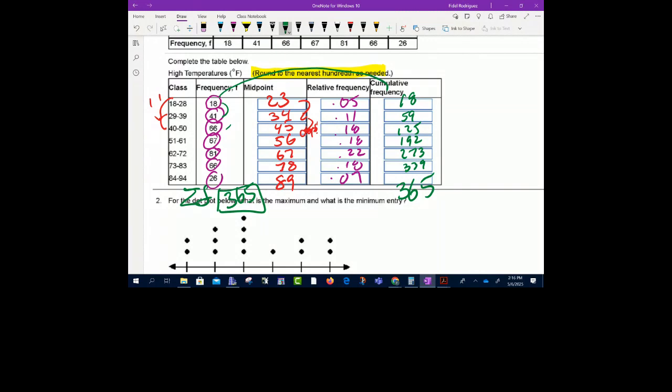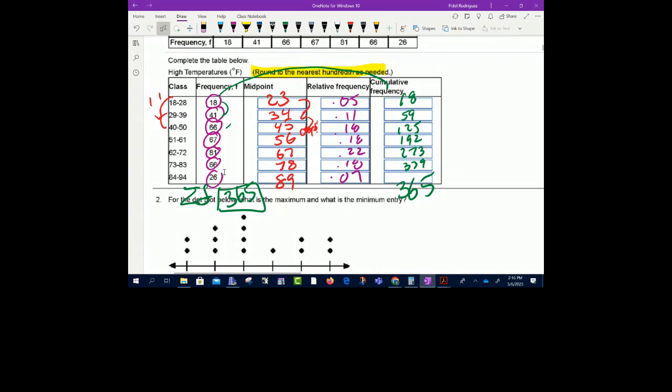So again, y'all, the way we find the midpoint is we take the upper and lower limits of our classes, add them together, divide by 2, and you can keep playing that game all the way down. Or if you know the class width, like to get from the lower class to the next lower class we were adding 11, then we can continue to add 11 down here, right? And then how do we find our relative frequency? We take 18 divided by 365, 41 over 365, 66. Each of those frequencies divided by the total. How do we get the cumulative? The first one is still the same thing, 18, but then start adding each of the next ones all the way down. Okay.